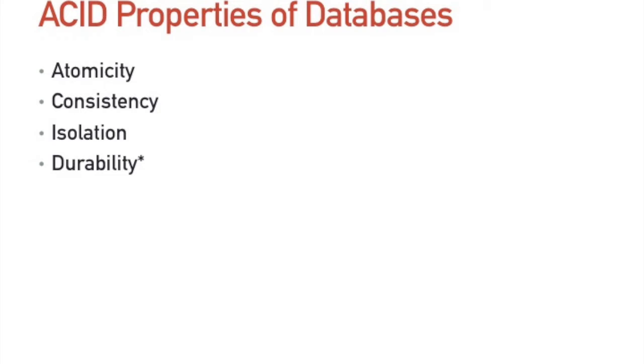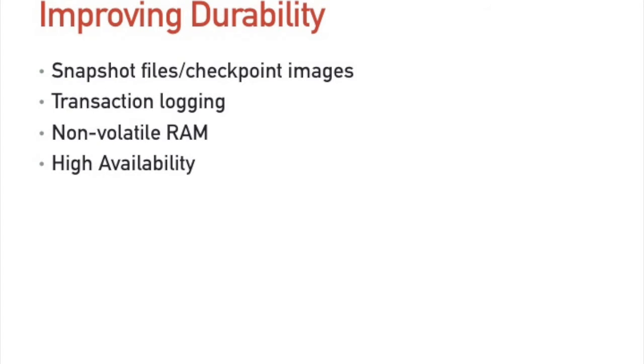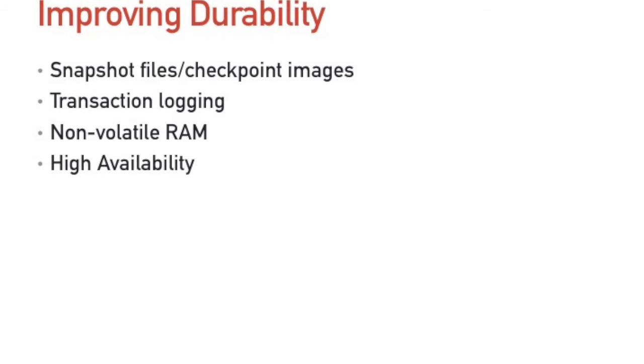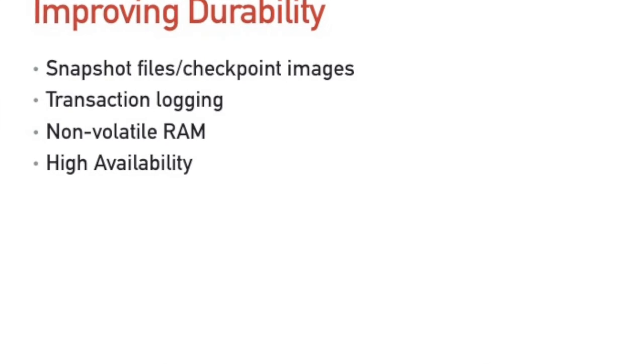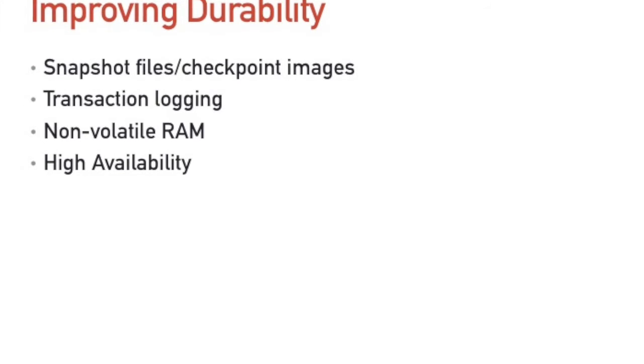To improve durability, a number of mechanisms have been devised. Snapshot files, also known as checkpoint images, record the state of the database at any given time. These snapshots are done periodically and when the database does a controlled shutdown. While snapshots can improve durability to an extent, they don't preserve the most recent information that was recorded after the last snapshot.